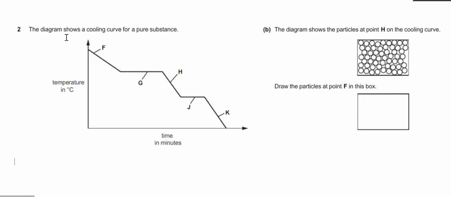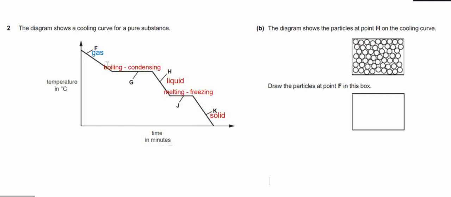Here we go. Question 2B. The diagram shows the same thing. The diagram shows the particles at point H here on the cooling curve. So draw the particles at point F in this box, point F. Here we go. This is the information from question 2A. Now we have to draw particles at point F. This one is in gas state.